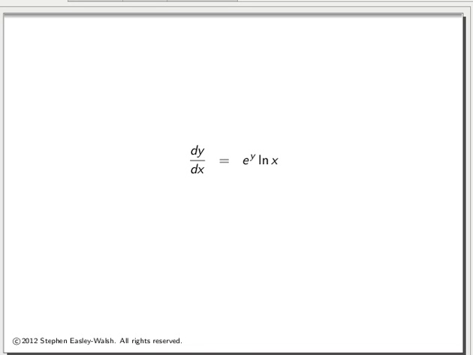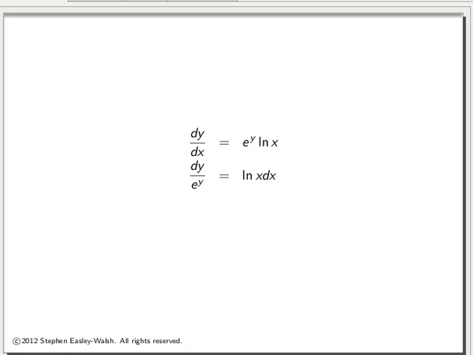So separation of variables. So I'll do my swaps. You can do it in one step. Yeah, I'll just do it in one step here. The log x stays up on the right, and I bring the dx up, and then the e to the y goes down. So let's see that. Yep, like that. Happy?